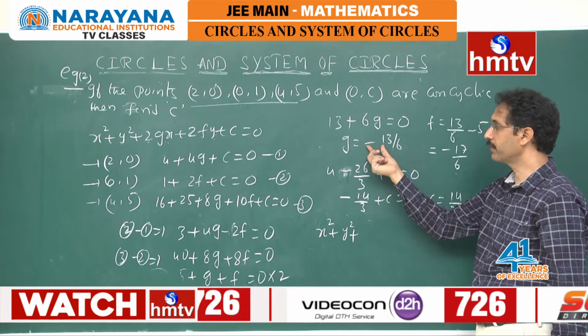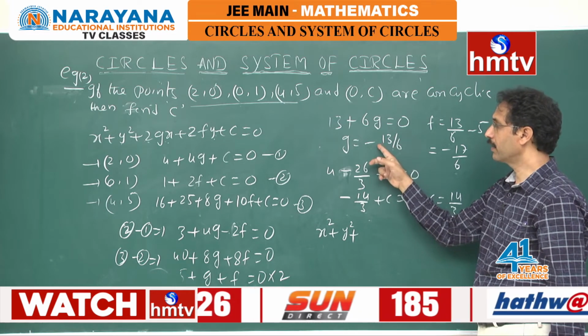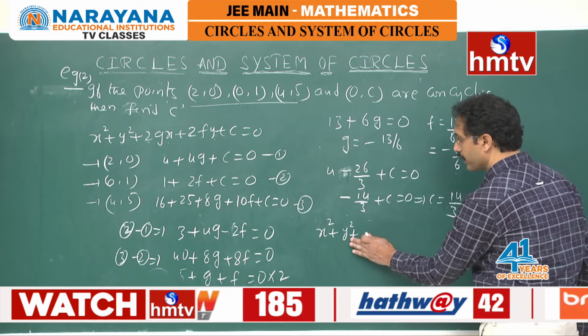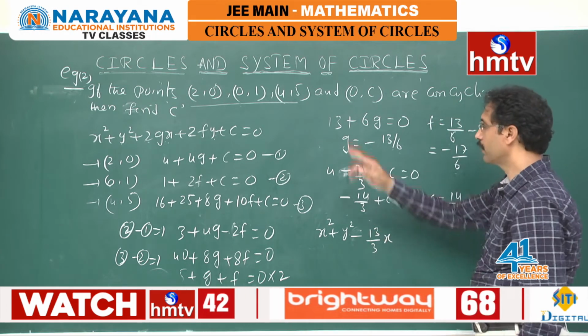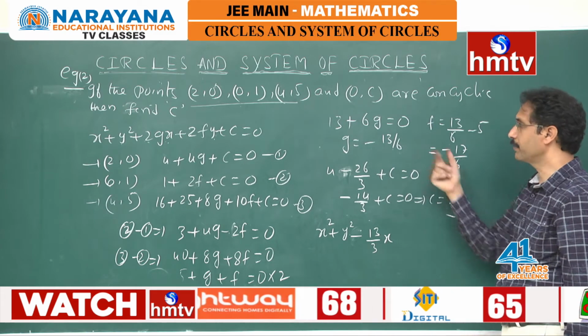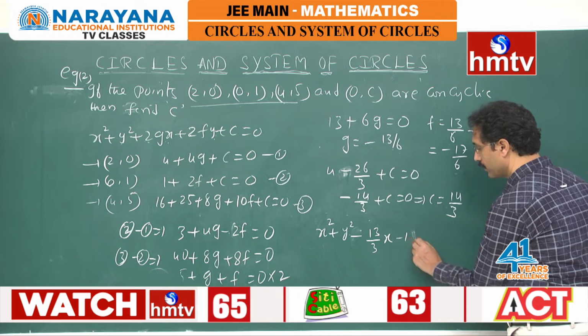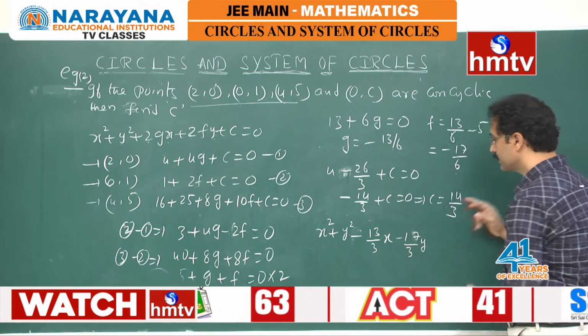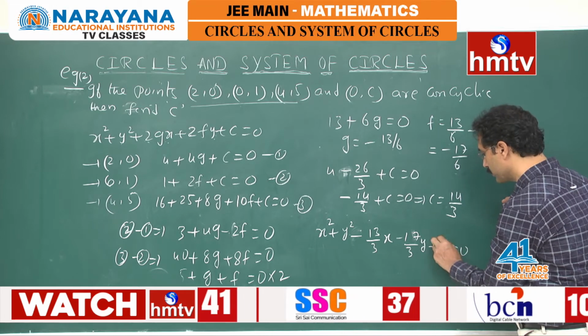2 times this, 2 into minus 13 by 6, means 2 cancels, then 13 by 3 you will get. So, minus 13 by 3 into x, and then 2f, that is minus 17 by 6 into 2, again 2 cancels over here, minus 17 by 3 into y, okay, plus c we got as 14 by 3. This is our equation of the circle.